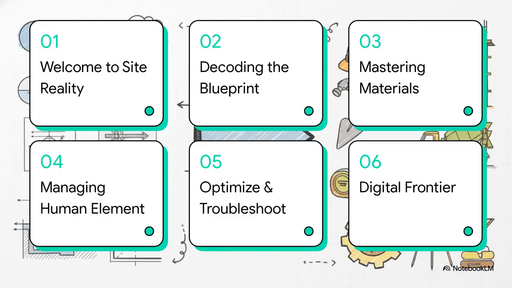So, here's our roadmap for today's explainer. 1. Welcome to site reality. 2. Decoding the blueprint. 3. Mastering construction materials. 4. Managing the human element. 5. Troubleshooting and optimization. And finally, 6. The digital construction frontier. Let's get moving.